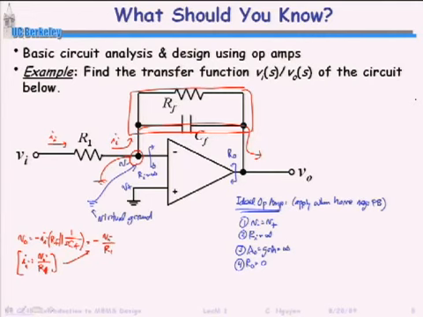Now I can solve for V naught over VI, which is what I'm looking for as a function of S. That's minus RF over R1 times this quantity 1 over 1 plus S RF CF, which oftentimes we like to write in terms of a frequency. So that becomes minus RF over R1 times 1 over 1 plus S over omega naught, where omega naught is 1 over RF times CF.